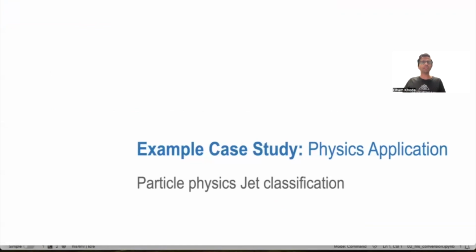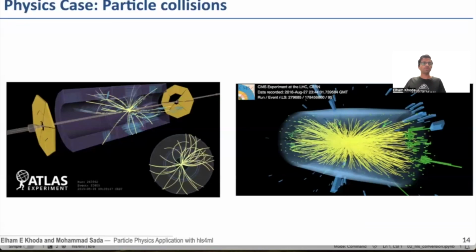So the example case study is from physics, and it is particularly coming from a particle physics application. We are going to classify an object called a jet. So what is a jet? That will be very clear, I'll mention that in the next slide, but let's first understand what the environment is like.